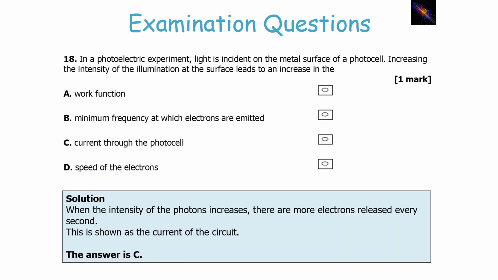So when the intensity of the photons increases, there's going to be more electrons released every second, because one photon interacts with one electron, and we already know that it's already releasing the electrons because they've been illuminated. So therefore that increases the current of the circuit, because we can measure that as the movement of the electrons off the metal. So therefore our answer is C.